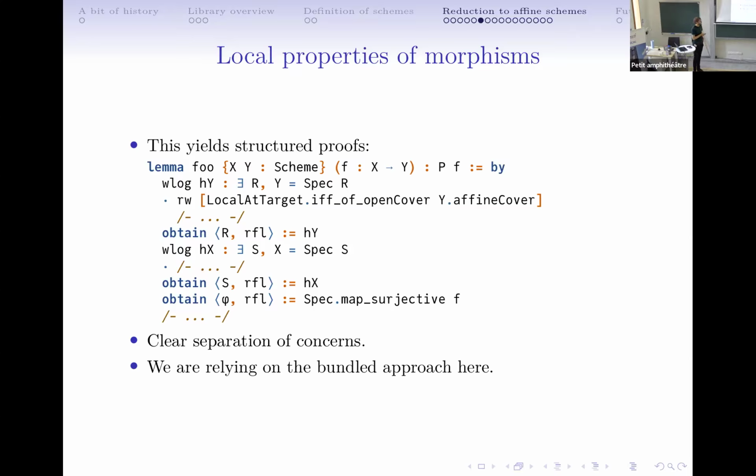And this really relies on this bundled approach, because if these were types, this would be an equality of types and would be very badly behaved. But this is just an equality of some terms of some category. So all the structure of Y is transported over to spec R. So Y is spec R, and I can now work with spec R and just forget about Y. So this is quite nice.